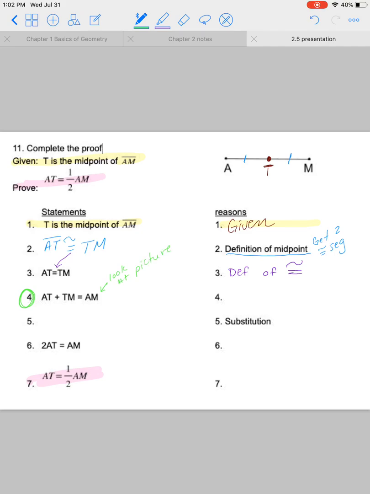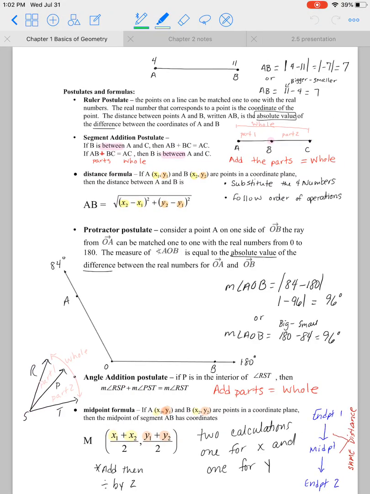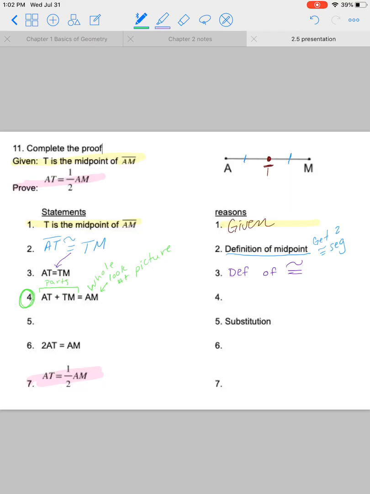We see that AT and TM are the parts, and AM is the whole thing. And back in chapter 1, we had a postulate about those that said that we can add the parts and set it equal to the whole thing. So we're going to apply our segment addition postulate. We have added the two parts and set it equal to the whole thing.